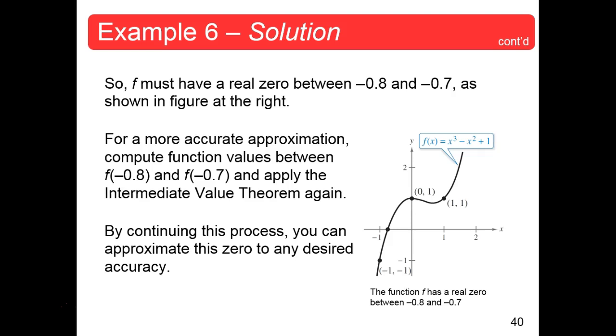Number 7. A polynomial function is written in blank form when its terms are written in descending order of the exponents from left to right. Standard form. Perfect. Number 8. The blank blank theorem states that if f is a polynomial function such that f of a is not equal to f of b, then in the interval a to b, f takes on every value between f of a and f of b. Intermediate value theorem. Excellent.